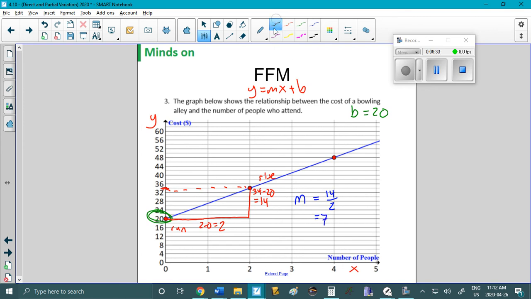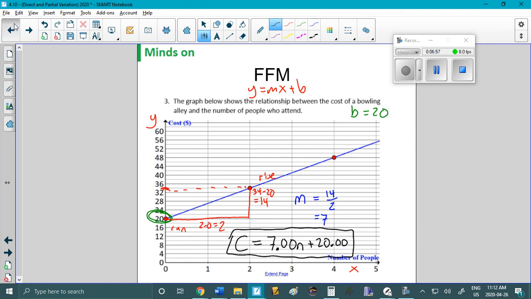And now for the equation. Instead of y, it's cost again. So cost equals, the rate of change is 7. I'm going to put $7 because this means it's $7 per person. Instead of x, I'm going to use n for number of people, and then plus $20. Again, in this case, those .00s weren't necessary, but it's okay.